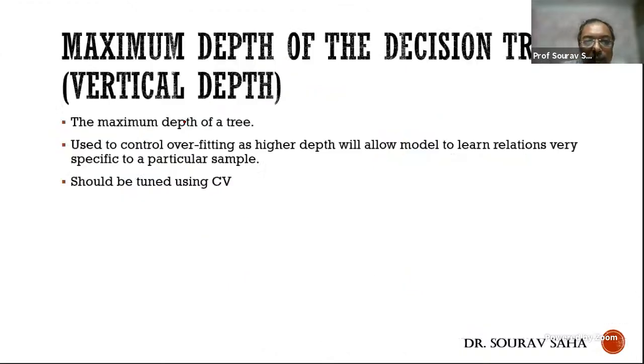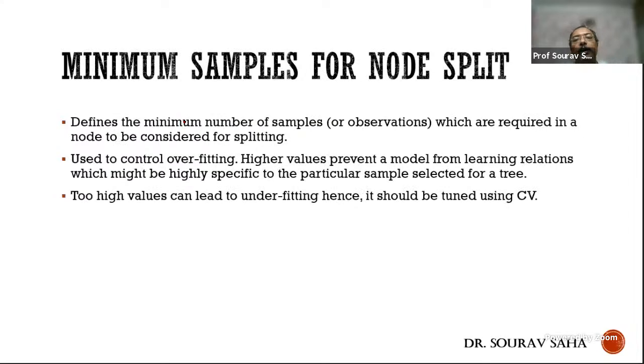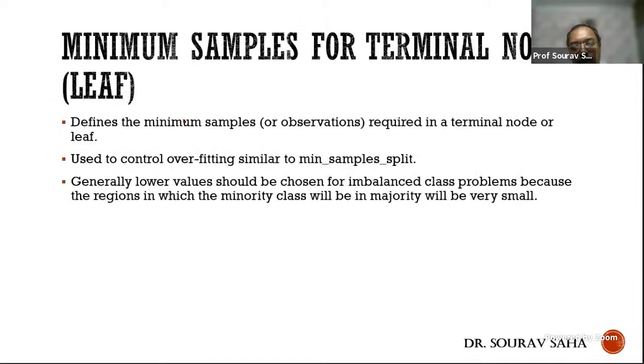So yeah, you can specify the maximum depth. Also the maximum number of terminal nodes, that you can also specify. And the minimum samples for node split, minimum samples for leaves. These are some of the points that you can use so that you can prune the tree. You can have a tree which is not fully grown, and you can control the performance of the tree.